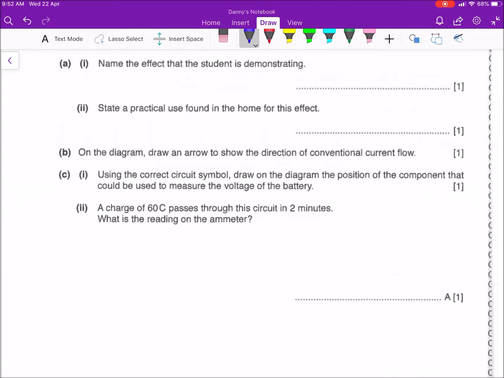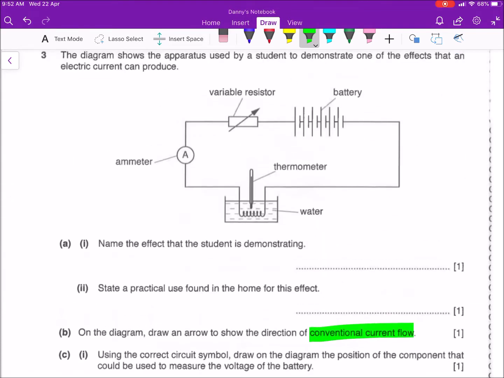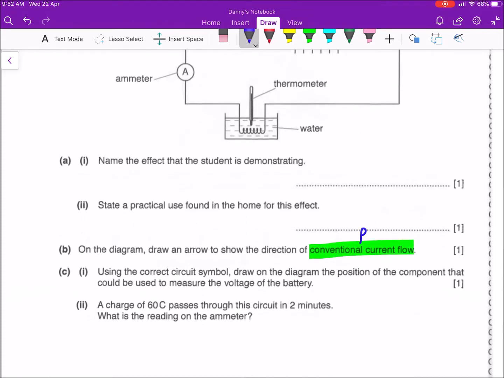To draw the conventional current, so always remember conventional current is flowing from positive to negative. So this one I will give you a hint and then I will mark for you. So just remember it's from the positive terminal of the battery to the negative terminal of the battery. Okay, and don't forget to answer this question.